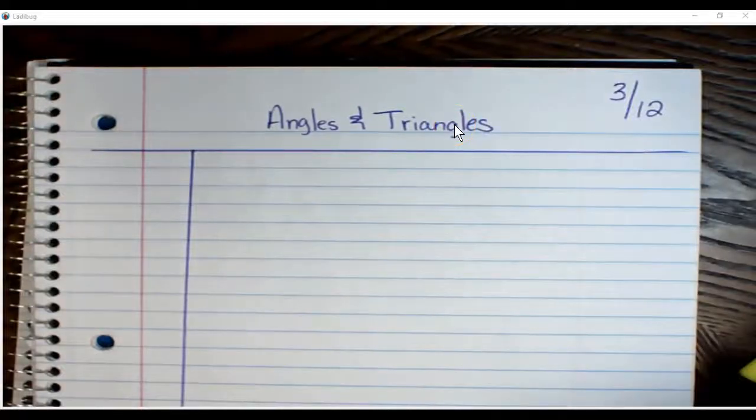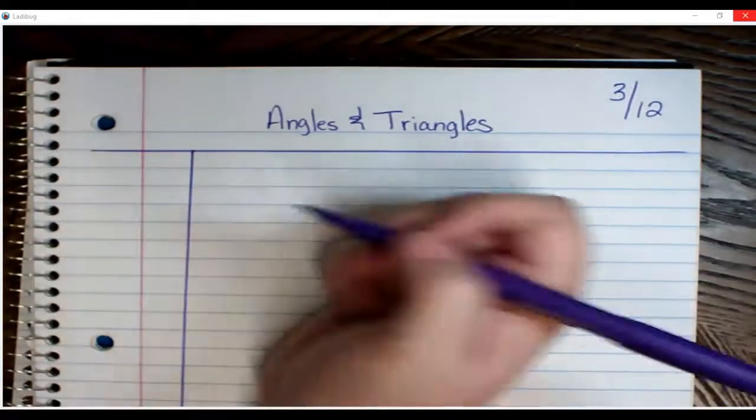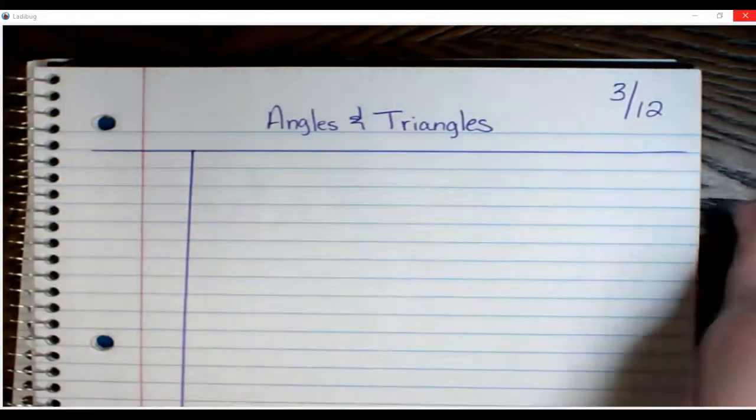Alright, today we are going to be reviewing angles and triangles. We're going to start off with reviewing some information and vocabulary from 6th and 7th grade. Then we're going to progress into new content that we'll be seeing in 8th grade. The first thing that I want to go over are the different types of angles.